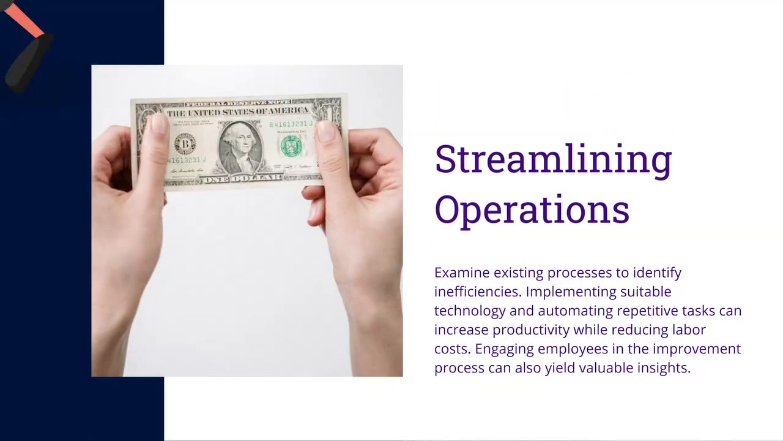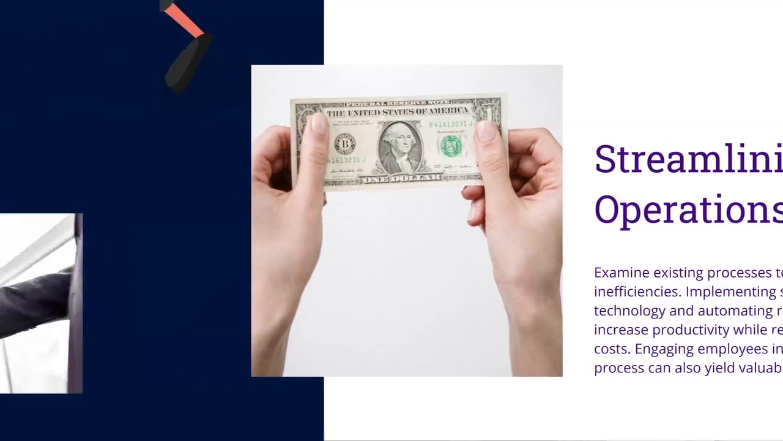Another way is to streamline operations. Examine existing processes to identify inefficiencies. Implementing suitable technologies and automating repetitive tasks can increase productivity while reducing labor costs. Once again, automation, automation, automation. Automation is the key to efficiency, and with the advent of AI, there are lots of tools that will help you automate your processes. Engaging employees in process improvement can also yield valuable insights, as we have already talked about.